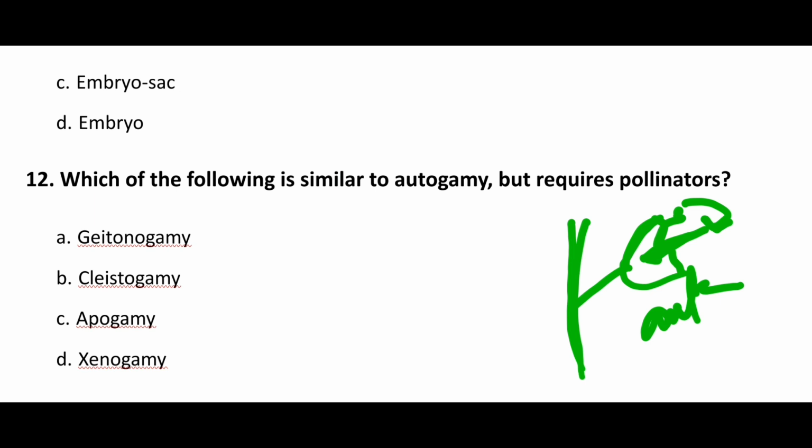But when the pollen grain is transferred to a different flower of that same plant, it is called geitonogamy. But it requires the involvement of a pollinator. Though it is similar to autogamy and occurs between 2 flowers borne on the same plant, it requires the involvement of a pollinator. So here the answer is option A, geitonogamy.